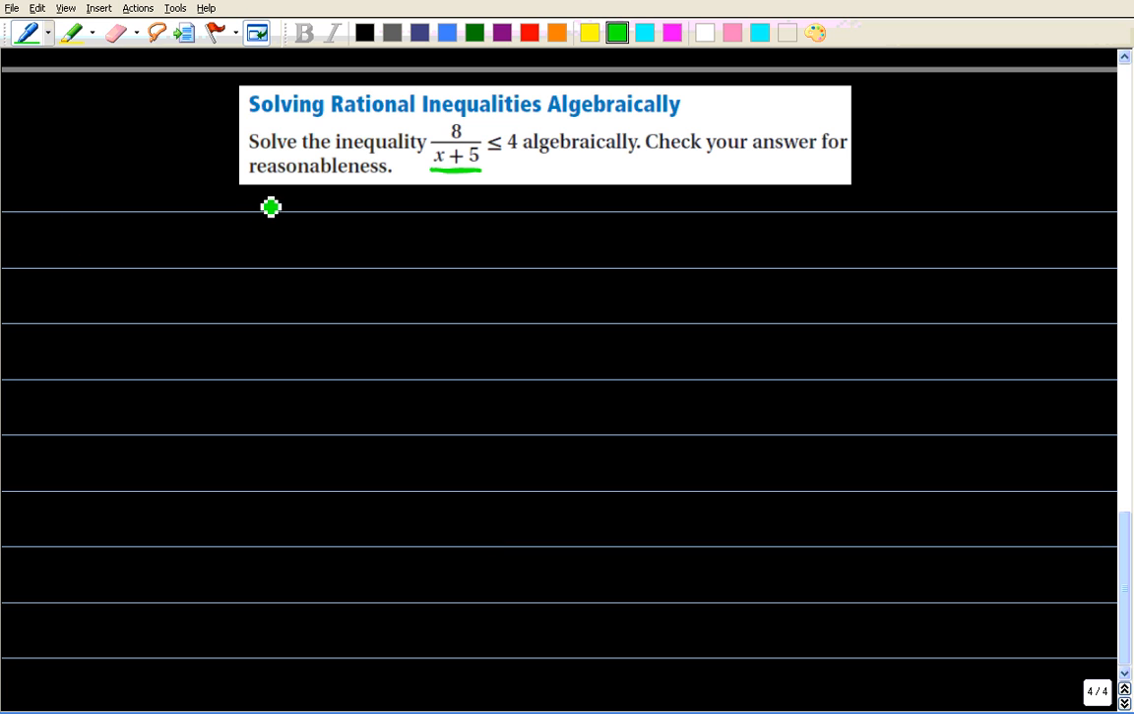So first of all, let's check for where that least common denominator, that x plus 5, is positive. So if we have 8 over x plus 5 less than or equal to 4. If we want to solve like we did before, say that we had an equal sign, well, to get rid of that x plus 5, we'd multiply both sides by the x plus 5.